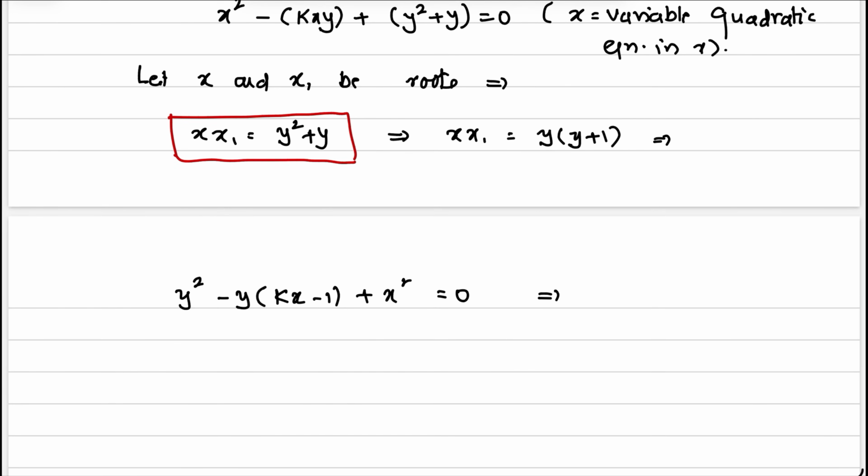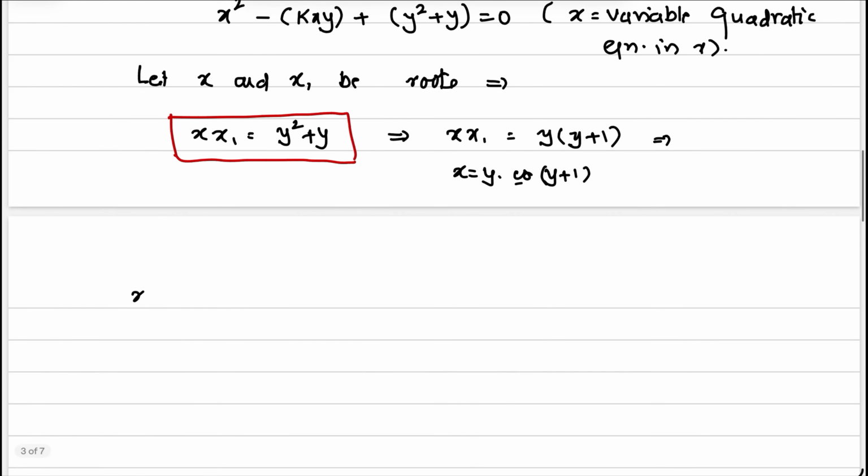That implies x is equal to y or y plus 1 and remaining will be x1. Instead of taking it to y, we will do it afterwards, this one. Let us try to put x is equal to y.